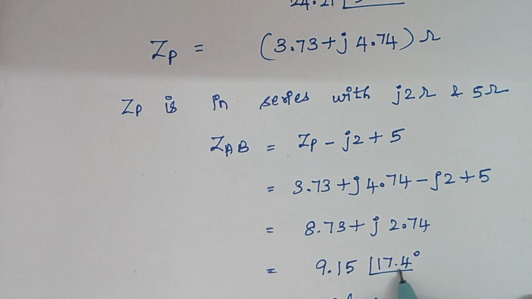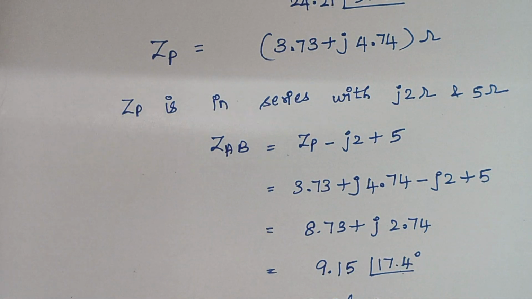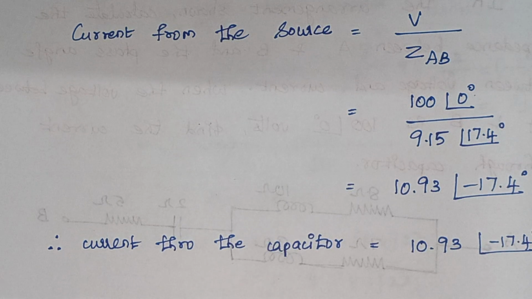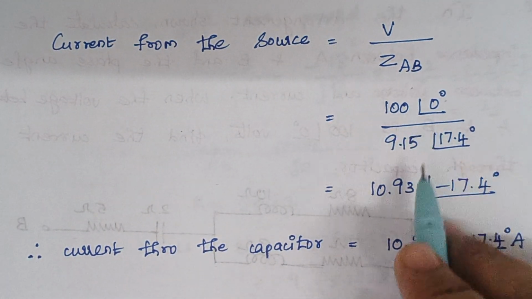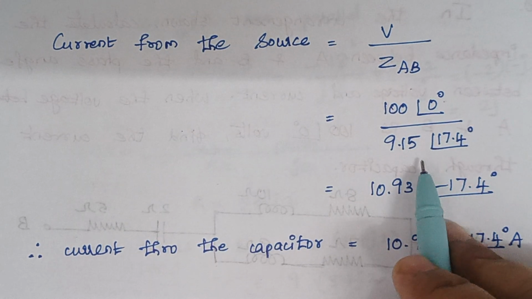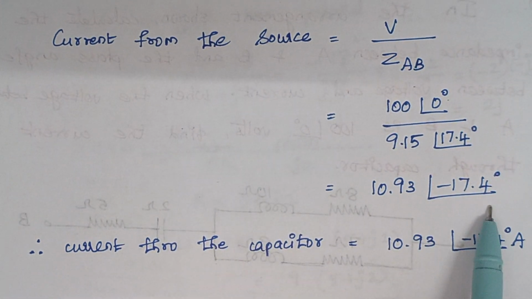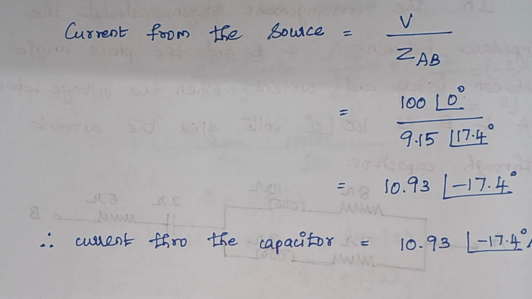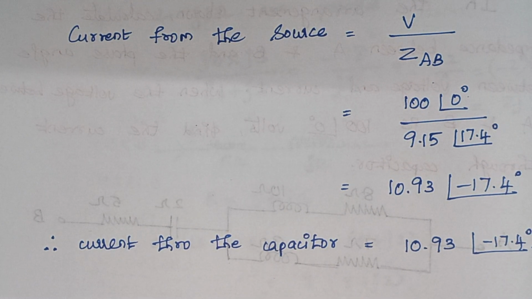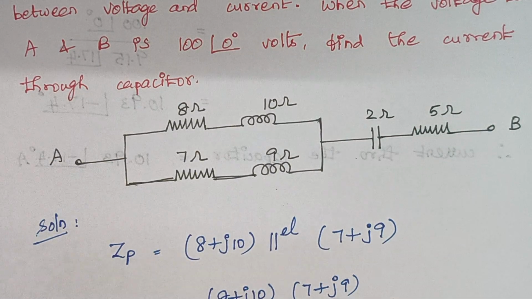So here the value of phi is 17.4, right? And the value of this ZAB is 9.15. So the formula to calculate current is V by Z. We know V, we know the value of Z. So just substitute and find the value of current here. So this is the value of total current, right? So the same current flows through the capacitor, you see.